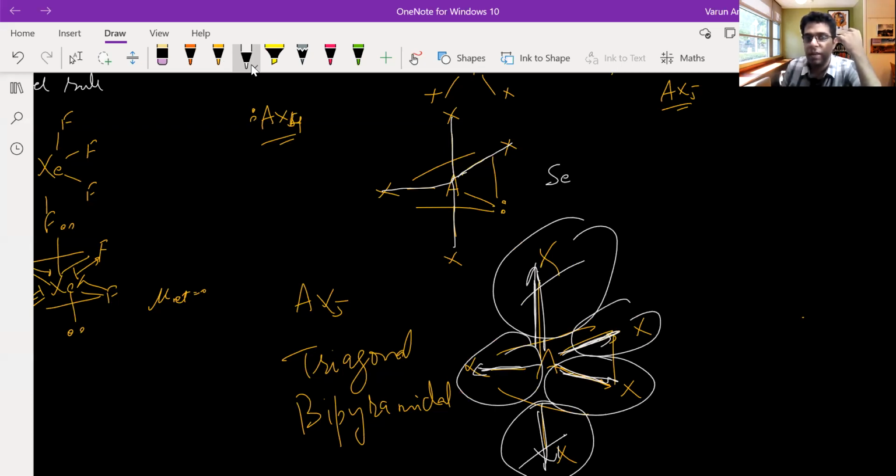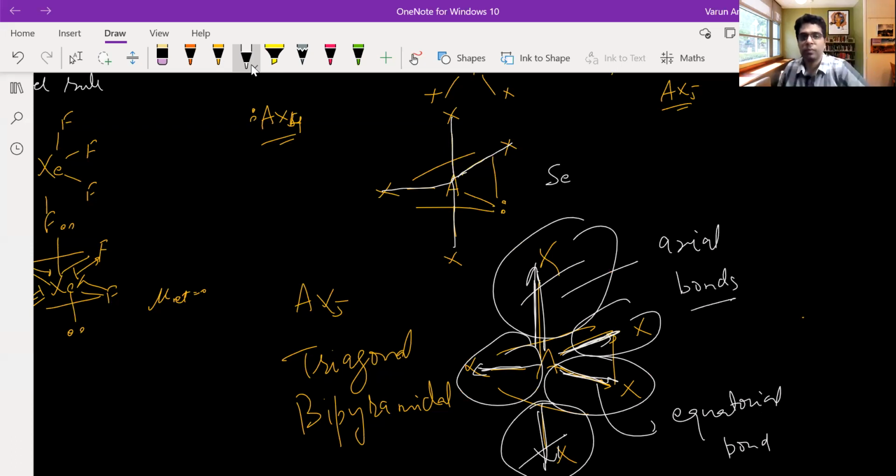So this is trigonal bipyramidal. These are known as equatorial bonds, and these are known as axial bonds. So an example is PCl5.